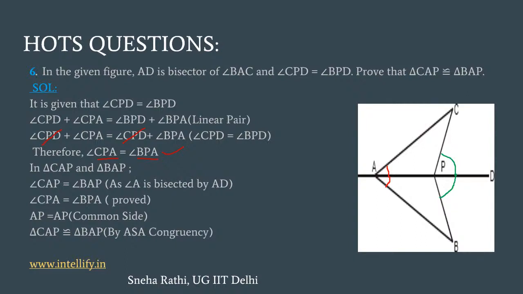Now consider triangle CAP and BAP. Angle CAP will be equal to angle BAP, it is given in the question. And then CPA is equal to BPA, we just now proved it. Now AP is equal to AP as it is a common side. So by angle side angle congruency, ASA congruency, triangle CAP is congruent to triangle BAP.